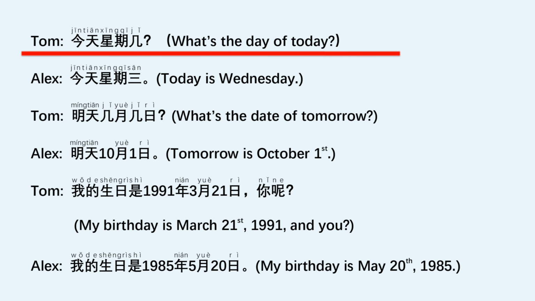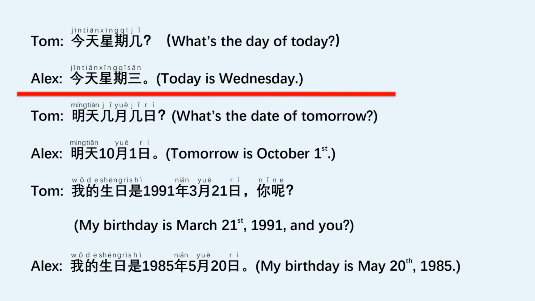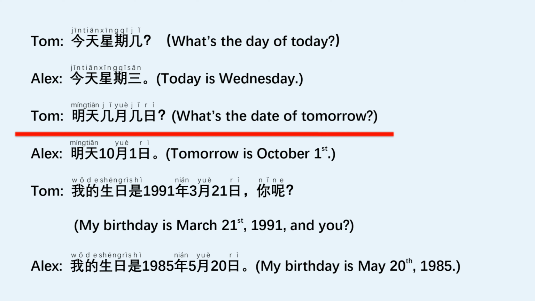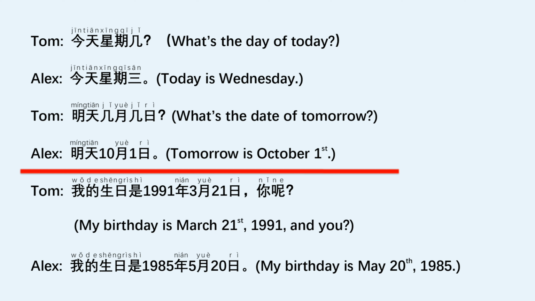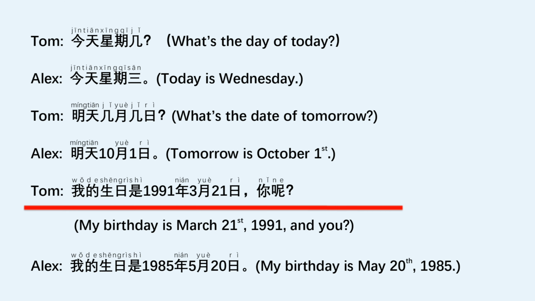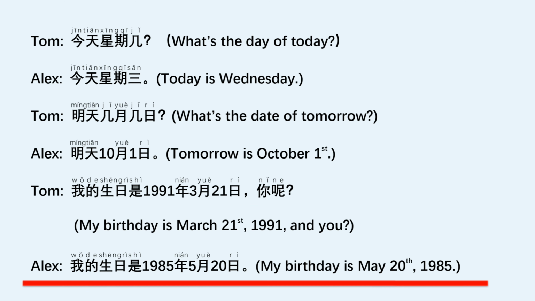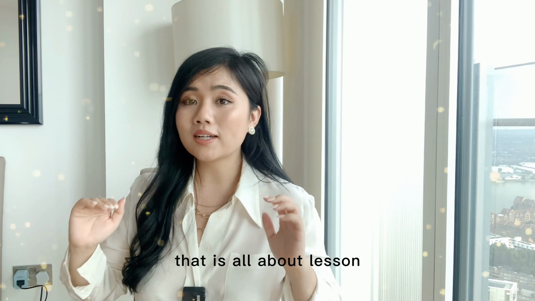Tom, 今天星期几? 今天星期三。明天几月几日? 明天十月一日。我的生日是1991年3月21日。你呢? 我的生日是1985年5月20日。Alright guys, that is all about lesson 6.